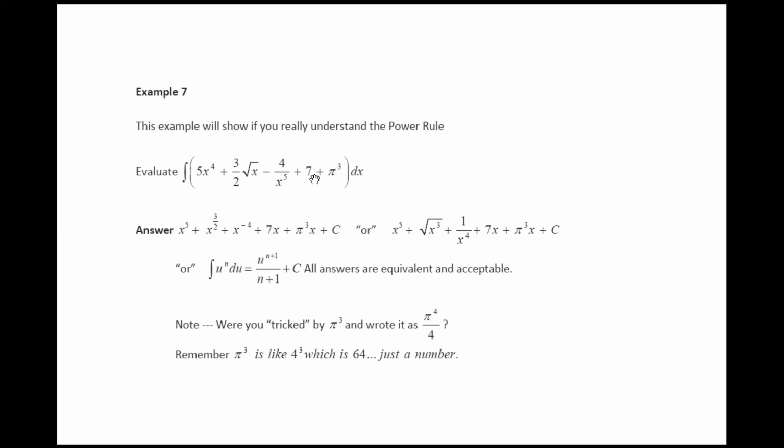And this, remember, 7 and pi cubed are both numbers. So obviously the integral of pi cubed dx is pi cubed x plus c. This is thrown into c if you will. Don't be distracted and call it pi to the 4th over 4. That's not true. And then, of course, here we have an alternate way of writing this answer. Either of those are good answers.